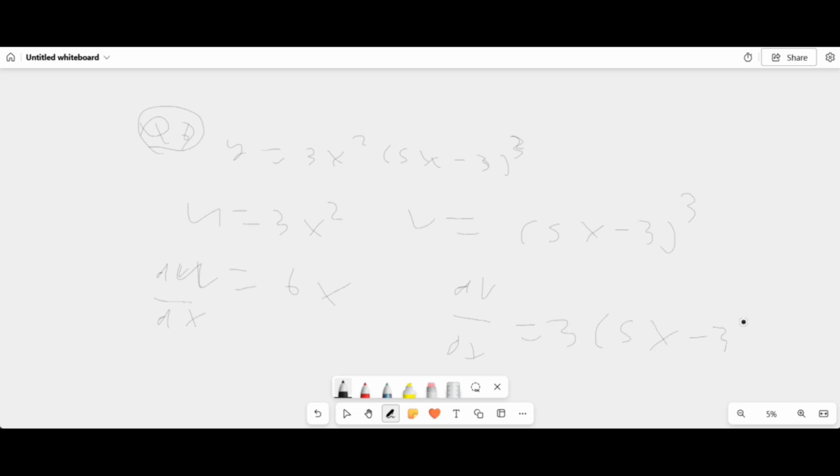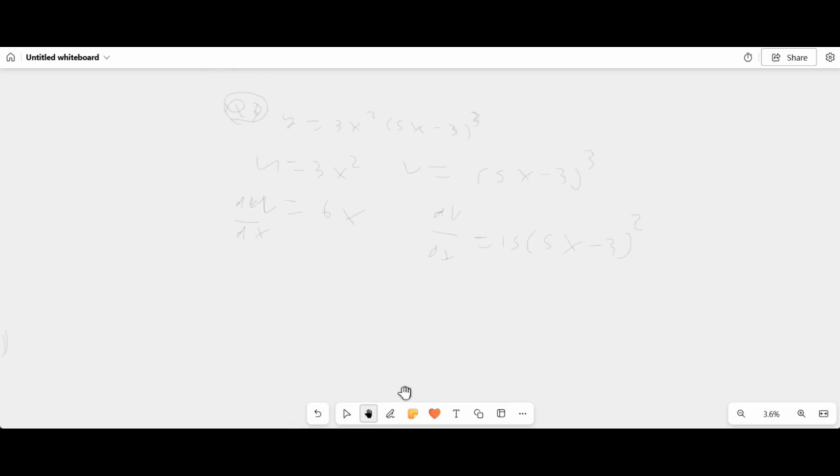That's going to be 5x minus 3. Take 1 from the power, that's 2. Differentiate the inside: 5x minus 3 differentiated is 5. So 5 times 3 at the front is going to be 15. Now times these two together. 3x squared times that, 15 times 3 is 45, so we've got 45x squared, open bracket, 5x minus 3 squared, plus 6x times this v. This v is going to be (5x minus 3) cubed.